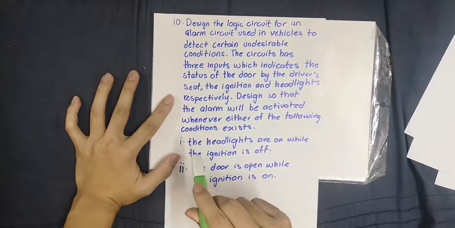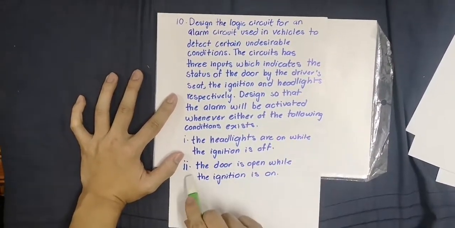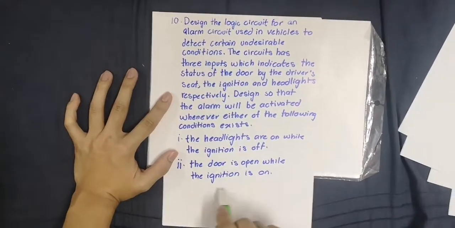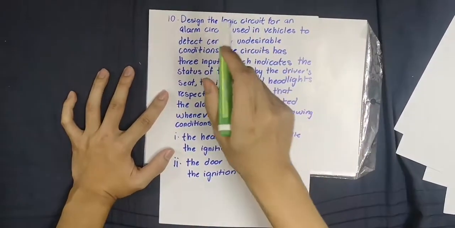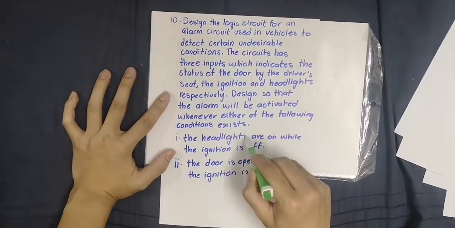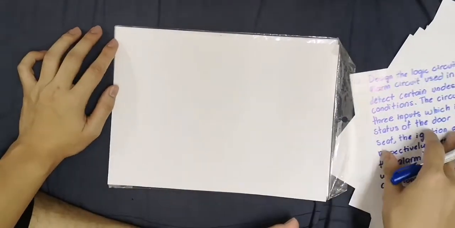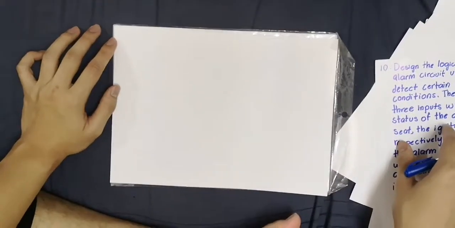The first condition is the headlights are on while the ignition is off. The second condition is the door is open while the ignition is on. So basically this question asks us to design a logic circuit with three inputs, which are the headlights, the ignition and the door. Okay, here is how to answer this type of question.